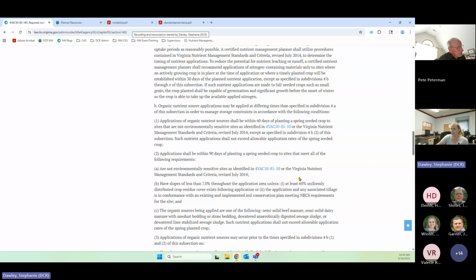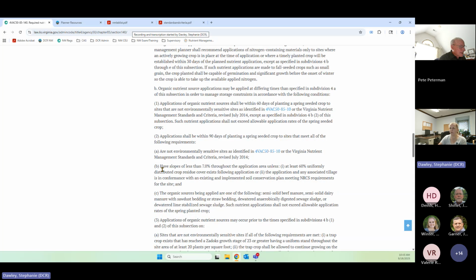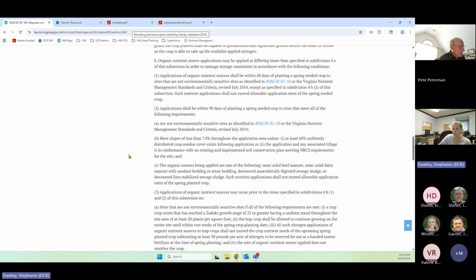We can get into 90 days before planting a spring seeded crop. Say you're planting April 1st, we'll go with our coastal plains planting of corn. That could be March, February, even a January application, 90 days before. But there are a lot more caveats to this one. It can't be environmentally sensitive. It can't have a slope over 7%. It has to have 60% crop residue or cover crop on it.